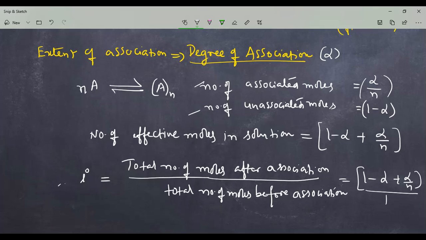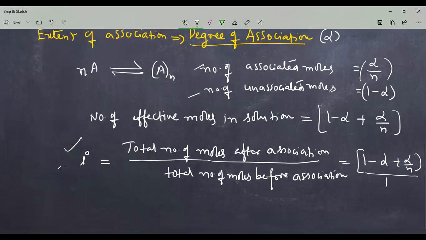So knowing the Van 't Hoff factor, the value of alpha, the degree of association of the solute, can be calculated. If you know the i value, you can calculate the alpha value also. This is about degree of association.